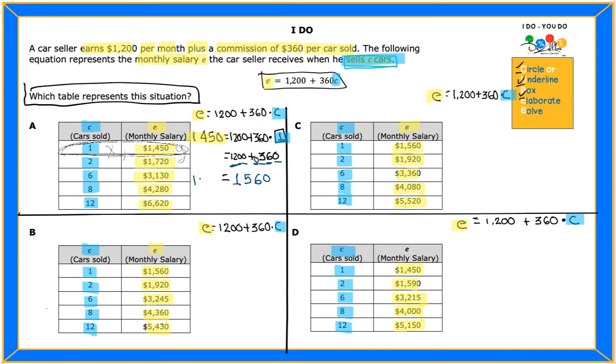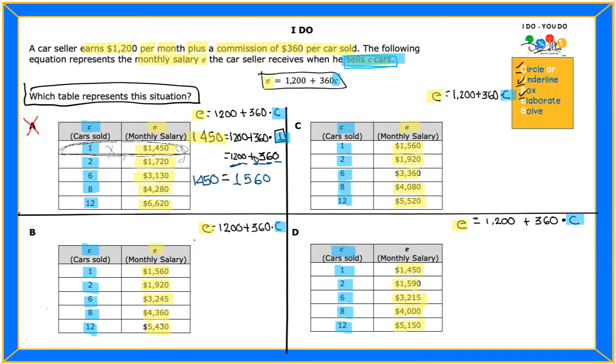But on the left side, we have 1,450. So is the table working? No, it's not working. So we definitely cannot take this choice as our answer. You see, guys? So this process is very simple. So let's do the next one.